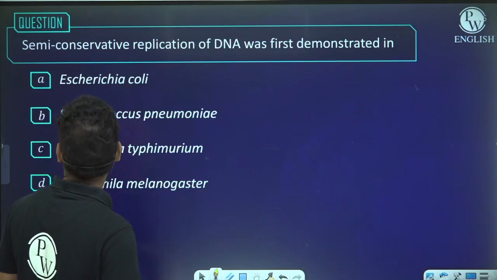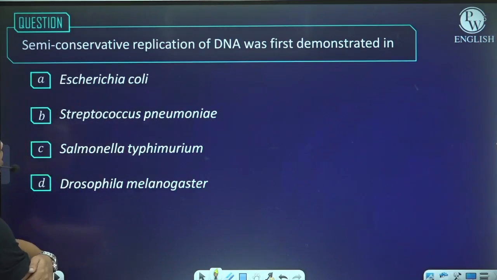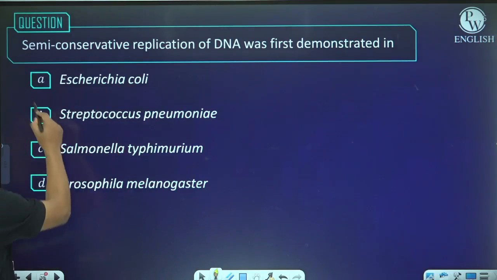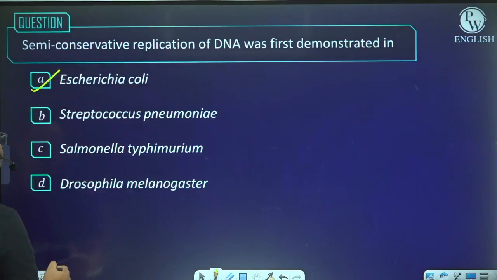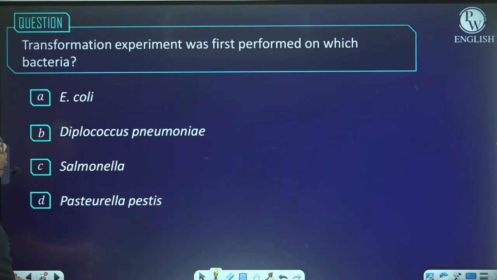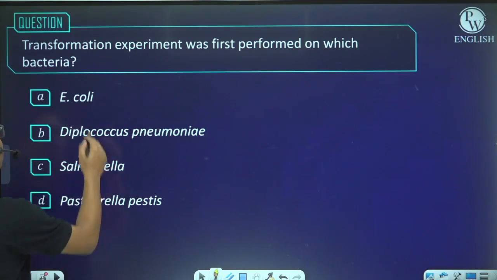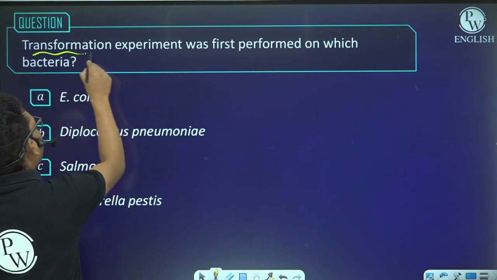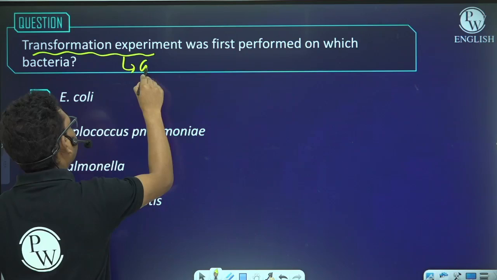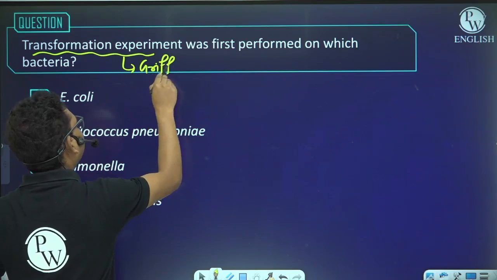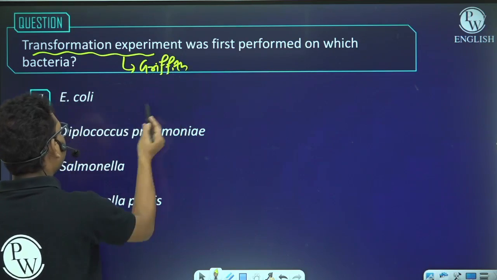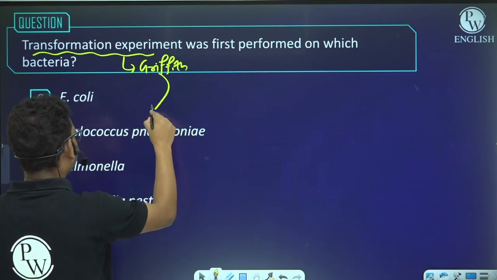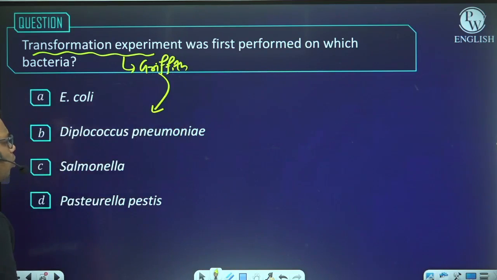Okay, next. Semi-conservative mode of DNA replication was first demonstrated in which organism? E. coli. This is a very simple question. Okay, the transformation experiment was first performed in which organism? It was performed by Griffith in the year 1928. Okay, in which organism? Pneumococcus pneumoniae, which is also known as Streptococcus pneumoniae, or Diplococcus pneumoniae. Okay, right.